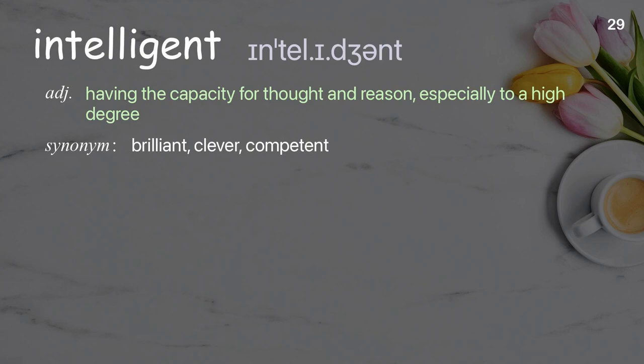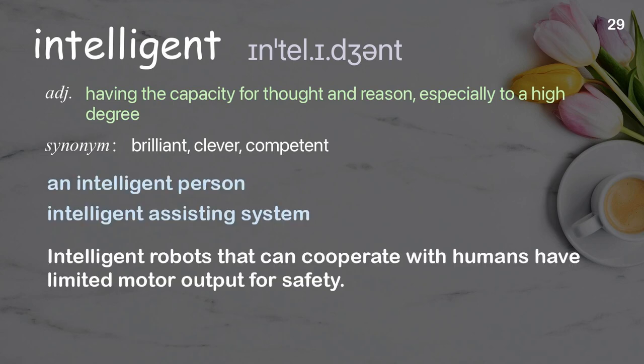Intelligent. Having the capacity for thought and reason, especially to a high degree. Examples: an intelligent person, intelligent assisting system. Intelligent robots that can cooperate with humans have limited motor output for safety.